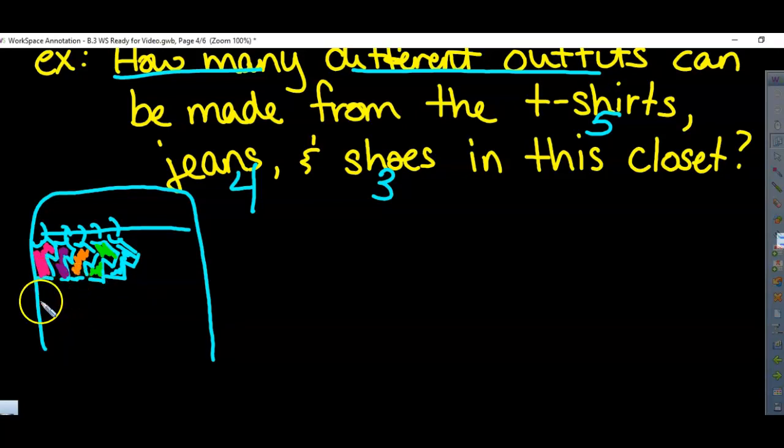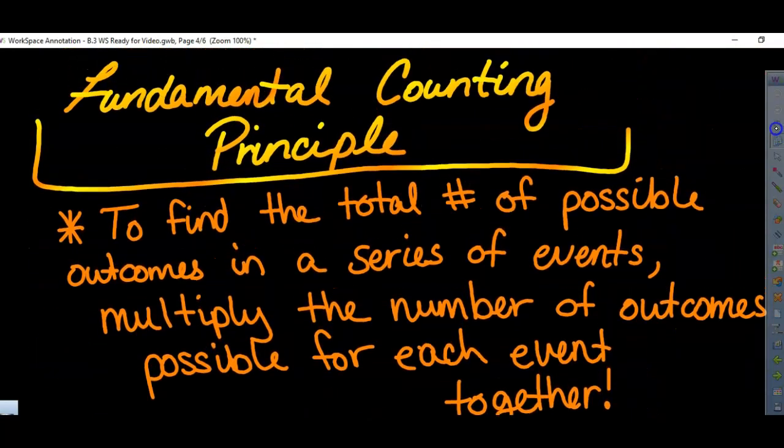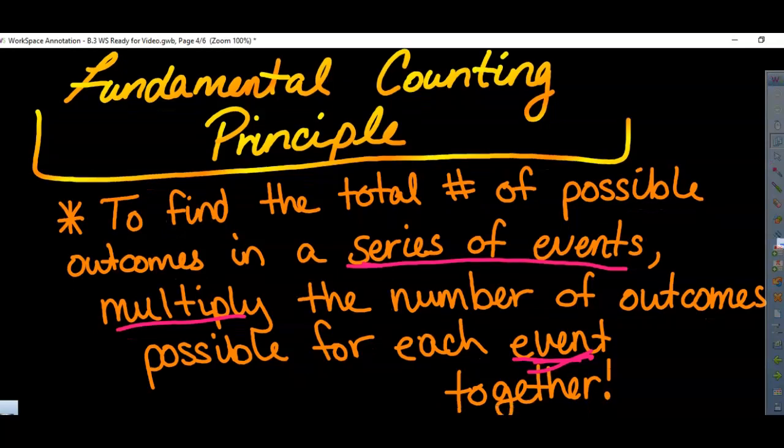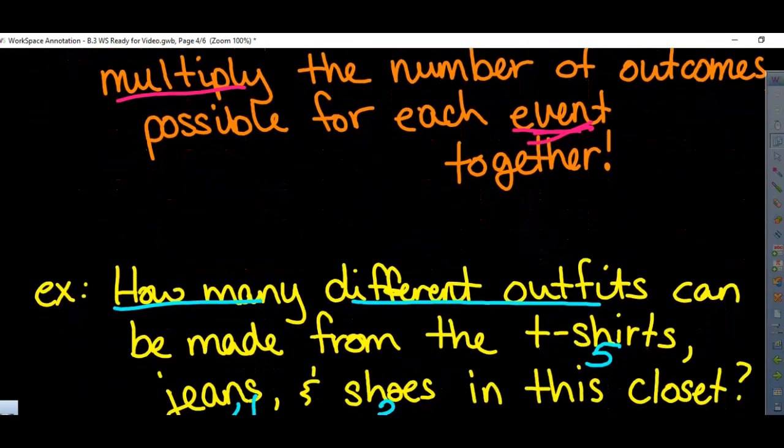Rather than drawing a tree diagram, we can use something called the fundamental counting principle. Yeah, I know, kind of funny. Fundamental counting principle. And here's what this guy says. It says to find the total number of possible outcomes in a series of events, which is what we're dealing with here, all we have to do is multiply the number of outcomes each event has together. Let me run through that again. Multiply the number of outcomes possible for each event.